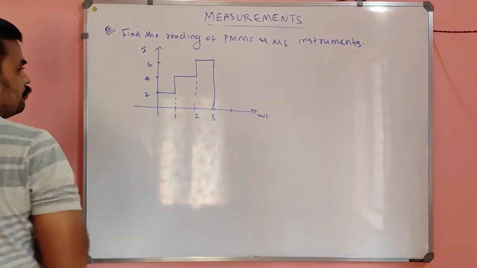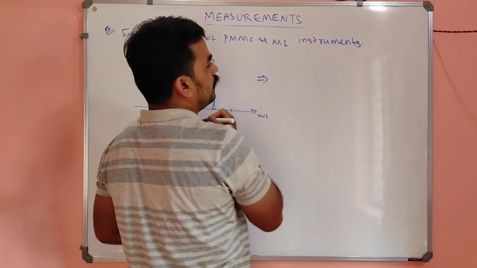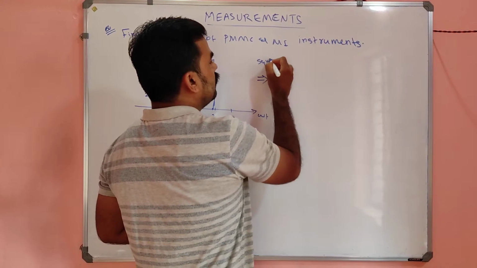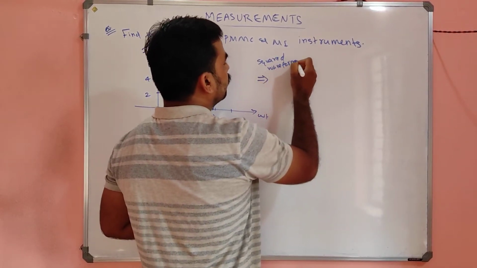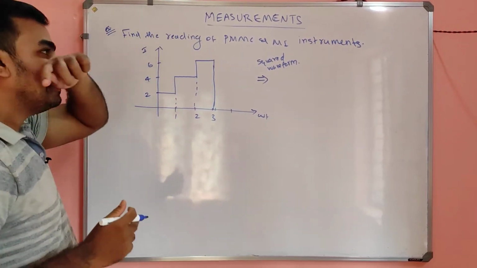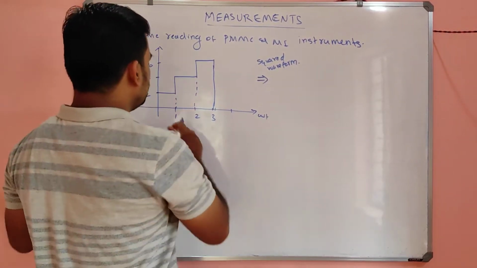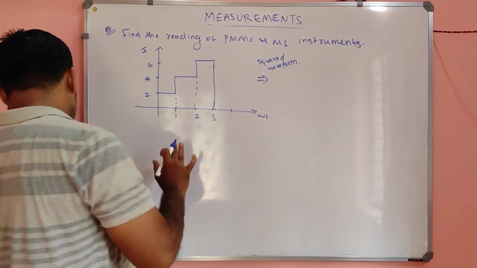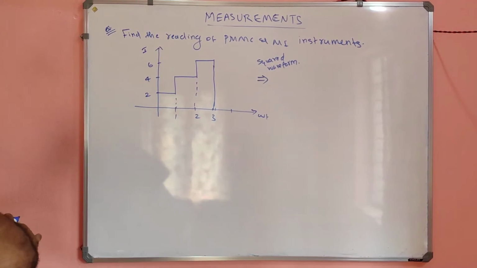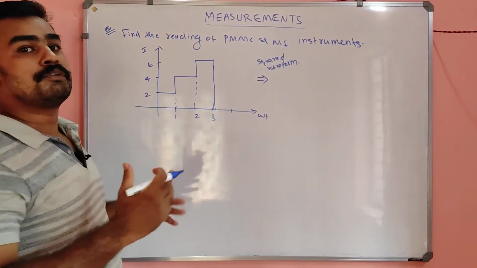The shortcut is that first we have to find the squared waveform. How can we find the squared waveform? We don't want to change the time. The time is constant here. It doesn't affect the time, my dear, it only affects the magnitude. That is the meaning of squared waveform.